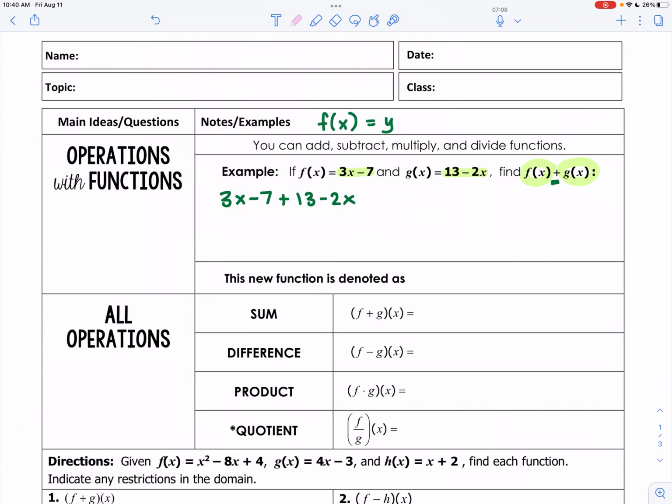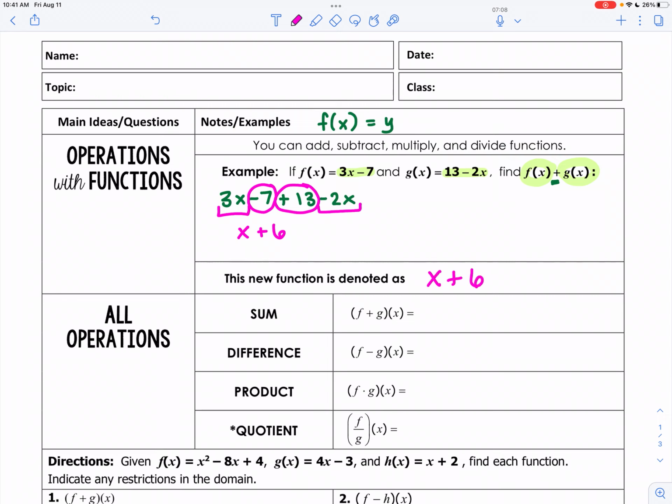So we're going to combine our 3x and our negative 2x together. That leaves us with 1x. And again, we don't put a 1 in front of our variable. It's an invisible 1 that's there. We don't have to write it down. If you prefer to write it down, you're more than welcome to do that. Then we have a negative 7 and a positive 13, which is a positive 6. So that means that f of x plus g of x is x plus 6.